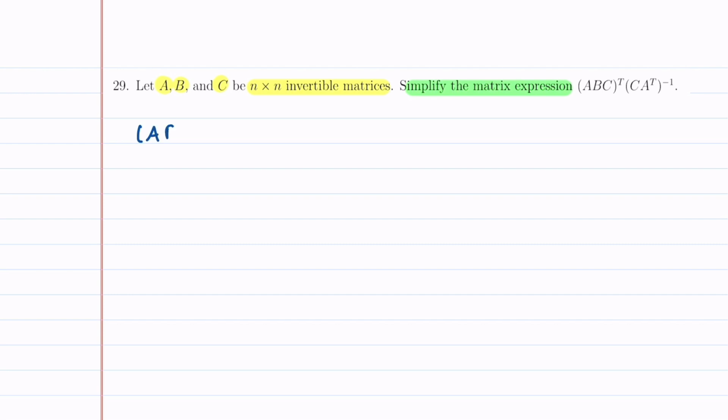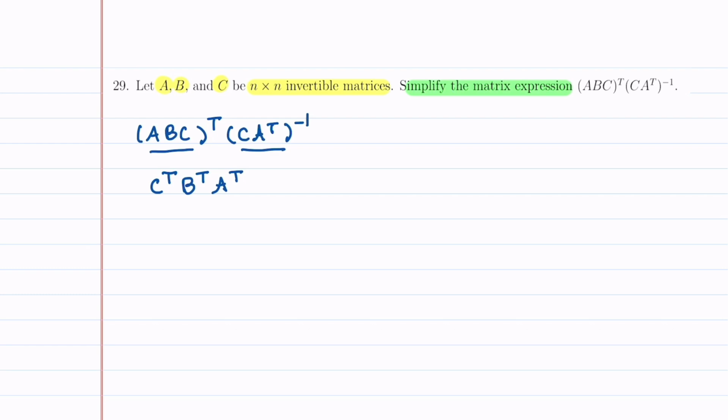So we have (ABC) transposed, and then we have (CA transpose) inverse. What we're going to do to solve this problem is work on each of these separately, and then we'll see how they combine. When you take the transpose of a product, you have to change the order of the matrices. So this becomes the reverse order, C transpose, B transpose, A transpose.